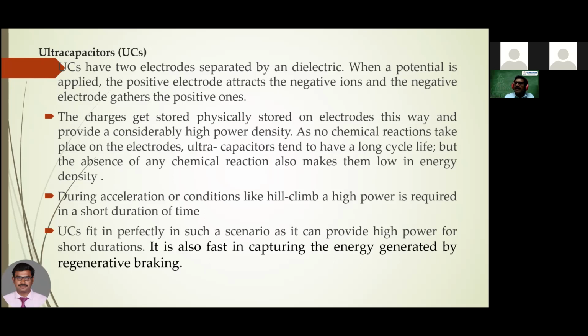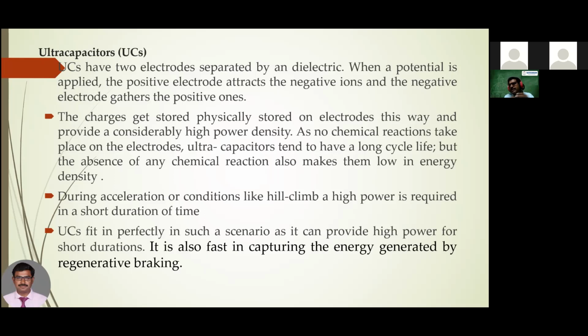As I told you before, a battery provides specific energy. That means if you want to increase the range of the vehicle, you can use the battery as the energy source.